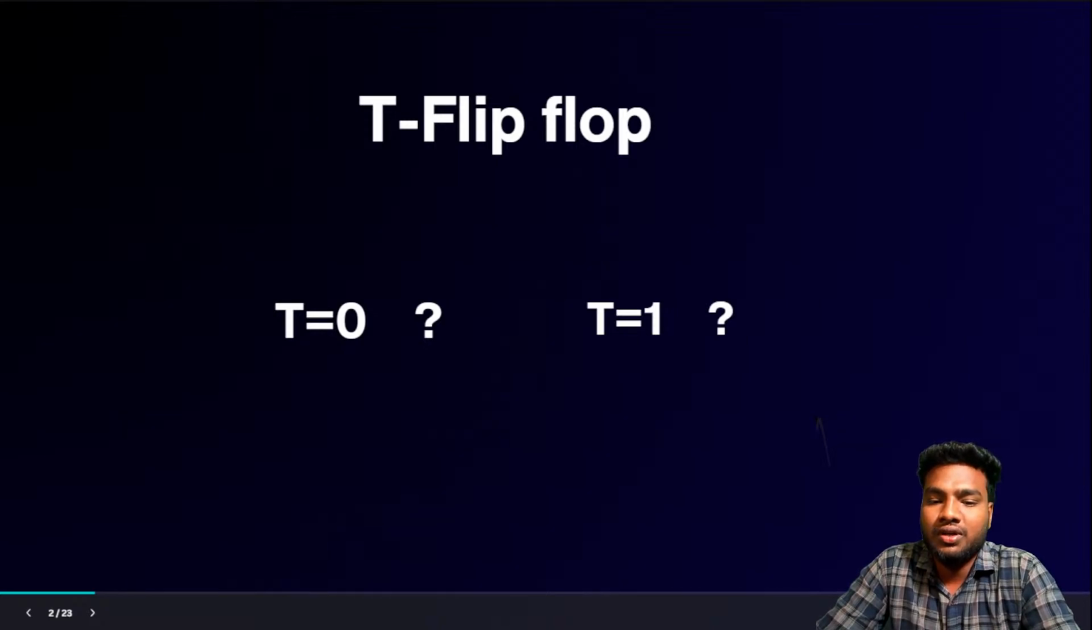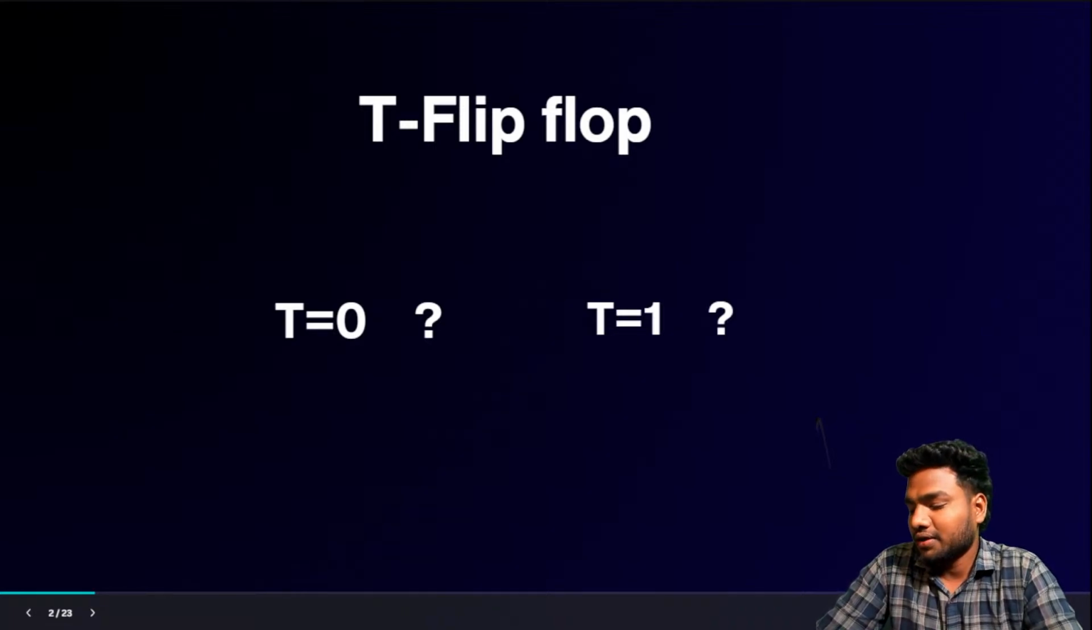There are two inputs, T and D in, and if T equals 0 it will give the same value as the output. For example, if T equals 0 and the input is 1, you will receive 1 as output. Otherwise, if T equals 1 and your input is 0, it will toggle. If T is high, it will toggle the output. Whatever the input is, it will give the opposite of the input. So this is the functionality of the T flip flop.